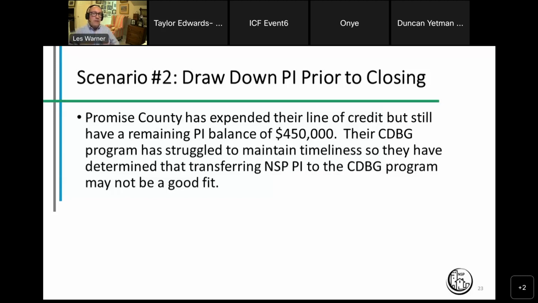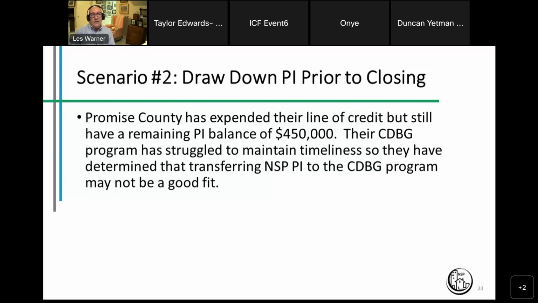And in doing this sort of comprehensive look at where these funds would be best utilized, they pondered the potential of maybe moving those funds to their CDBG program. But what they found in looking at their CDBG program was that it was already struggling to stay in compliance with the timeliness requirements. And so adding another $450,000 of NSP program income and transferring that to the CDBG program is going to further exacerbate that situation. So in this case, the determination is that it's not a good option to transfer that to the CDBG program.